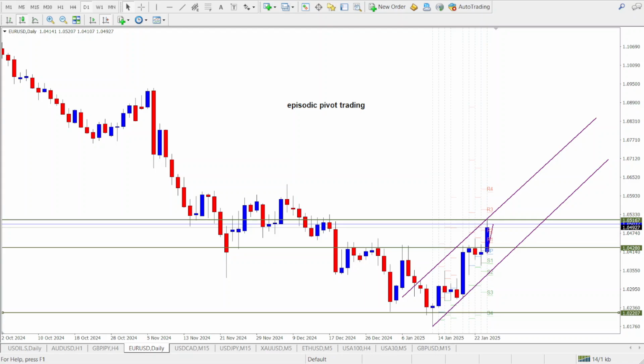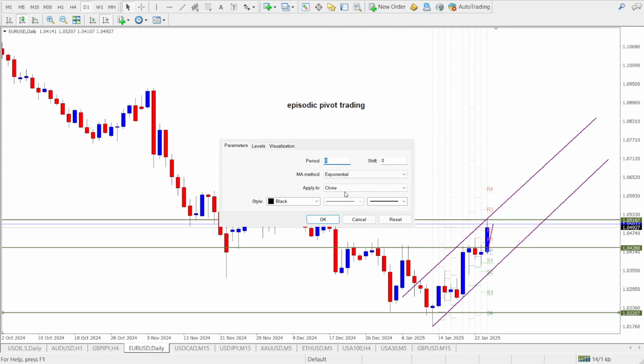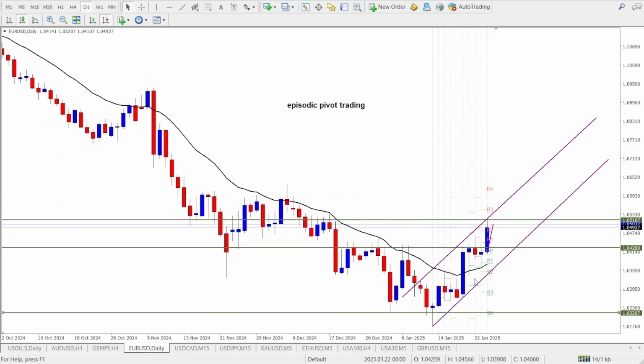Now, before we wrap up, here are some tips to make the most of episodic pivot trading. Combine with other tools. It's very important to use episodic pivots alongside other indicators like moving averages. For example, you can decide to add a moving average to your chart. It's just for extra confirmation. You can get confirmation for trends, for breakouts, and all of that.